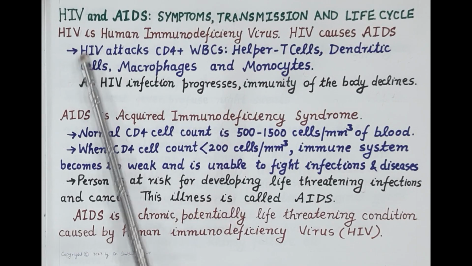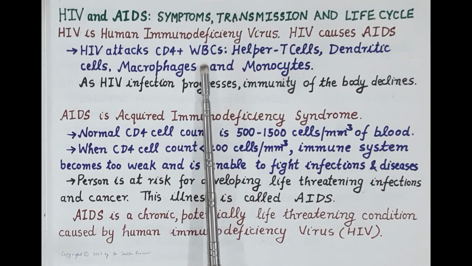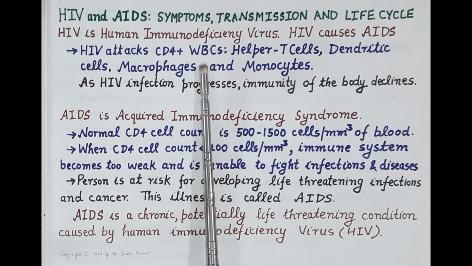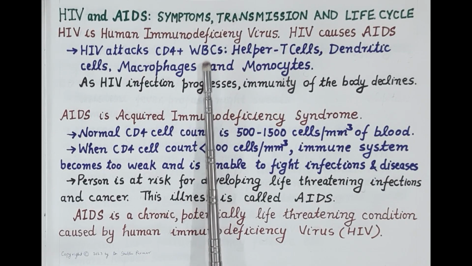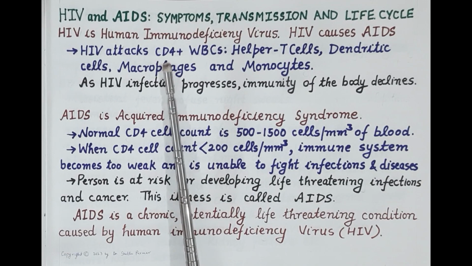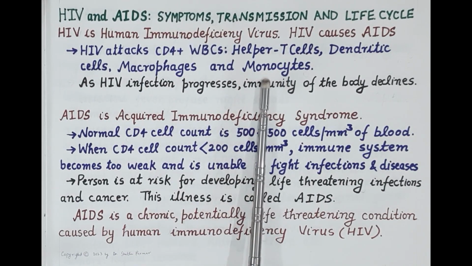So, HIV is a virus and this virus attacks WBCs. This virus attacks WBCs, it multiplies in the WBCs and it kills them. Now, as we all know, WBCs fight against infections and diseases and are responsible for the immunity of the body. Now, this virus attacks CD4 positive WBCs, that is those white blood cells that possess CD4 protein on their surface. These white blood cells are helper T cells, dendritic cells, macrophages and monocytes.